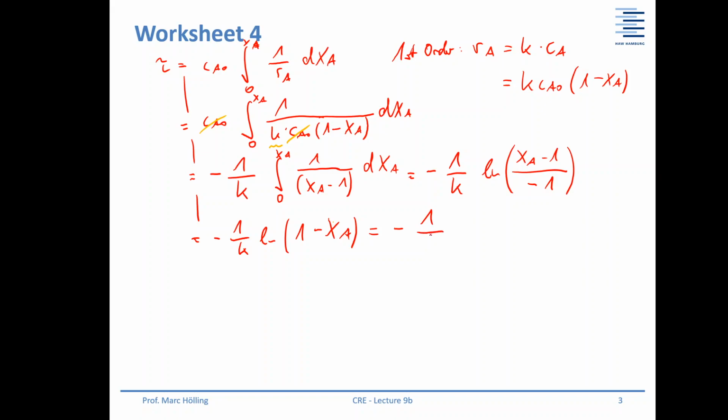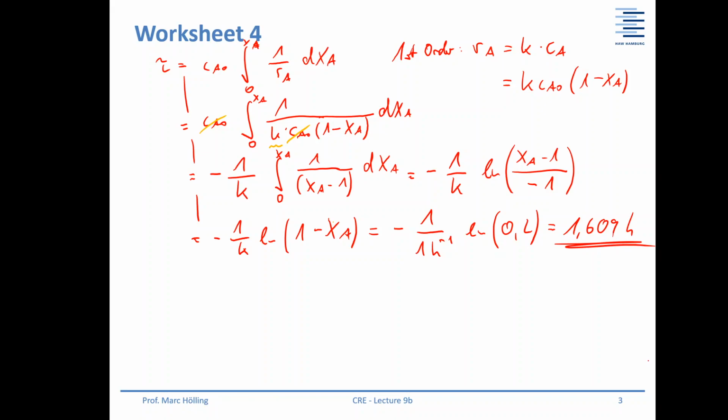k was given in worksheet 4. This was 1 per hour, and then ln, your conversion was 80%, so 1 minus 0.8 is 0.2, and so this is smaller than 1. The logarithm of something smaller than 1 is negative, so minus times minus is plus, so you have a positive residence time. This is quite good, and then you get a value of 1.609 hours.